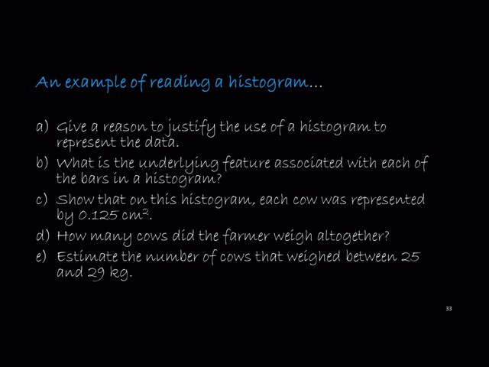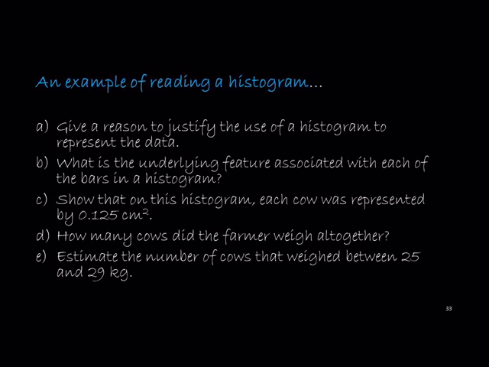So, what do we want to know about this histogram? Give a reason to justify the use of a histogram to represent the data. What is the underlying feature associated with each of the bars in a histogram? Show that on this histogram, each cow was represented by 0.125 centimetres squared. How many cows did the farmer weigh altogether? And estimate the number of cows that weighed between 25 and 29 kilograms.